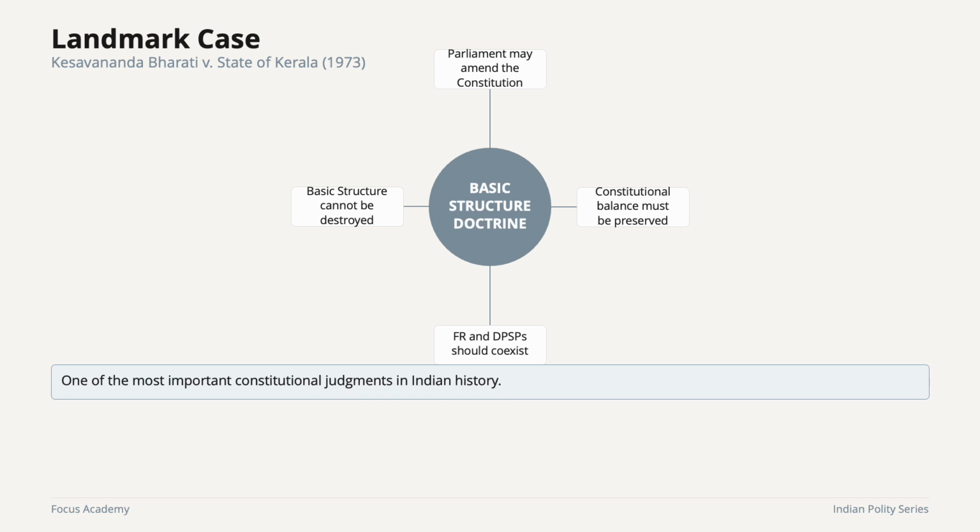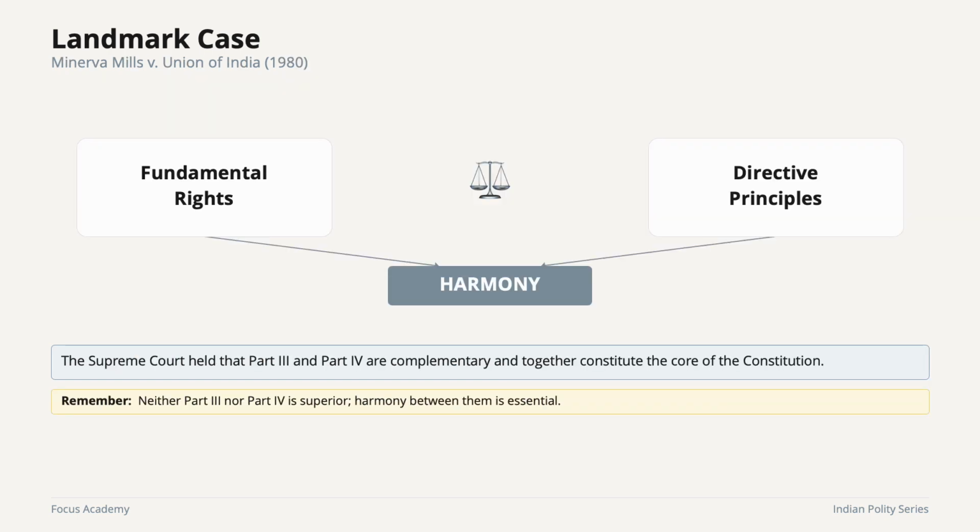It also mentioned that fundamental rights and directive principles of state policy should coexist. It only said that, but the next case, Minerva Mills versus Union of India, 1980, seven years later, was the case when the Supreme Court explicitly mentioned the harmony between fundamental rights and directive principles of state policy. The Supreme Court held that Part 3 and Part 4 are complementary and together constitute the core of the Constitution of India, which means one isn't above the other.